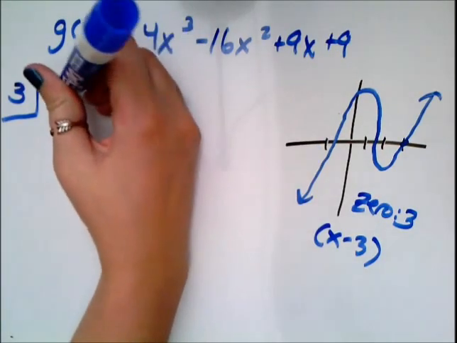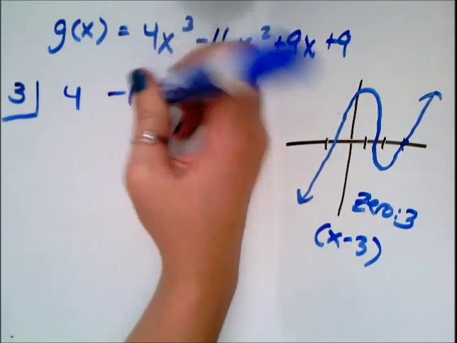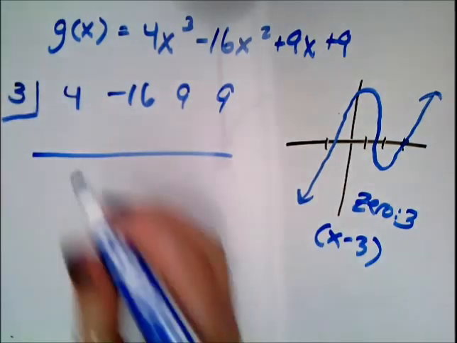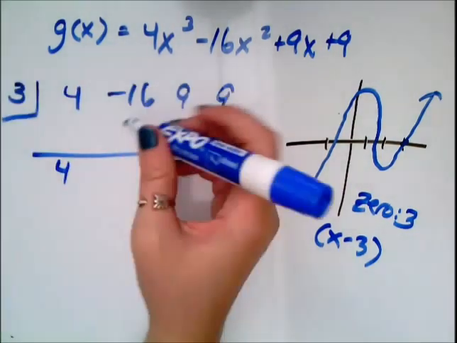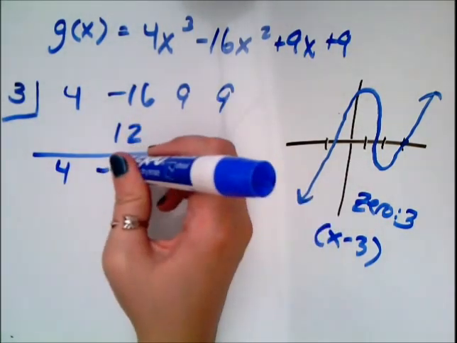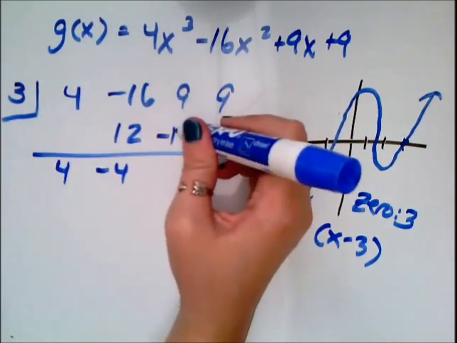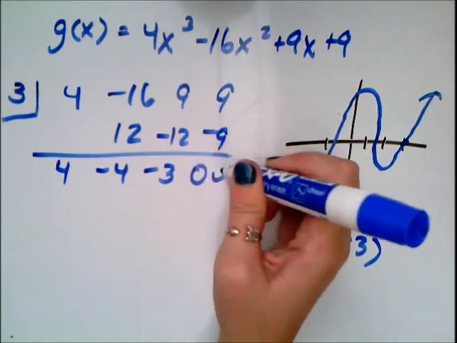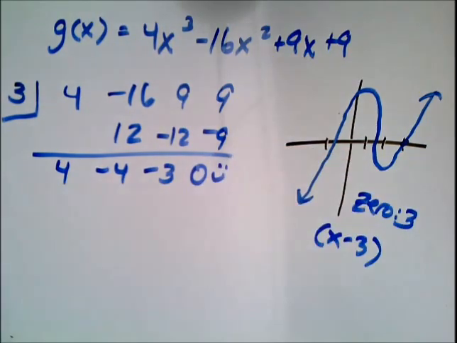Alright, so this is 4x to the third minus 16, 9, and 9. So add, multiply, add, multiply. So add, multiply by 3, add, multiply by 3, add, multiply by 3. And it looks like, oh, I got a remainder of 0, so that was a 0.